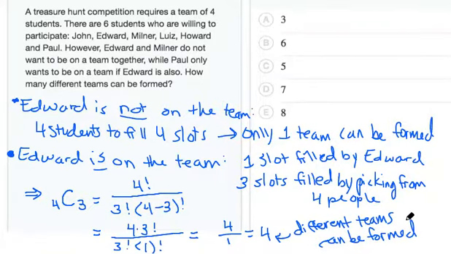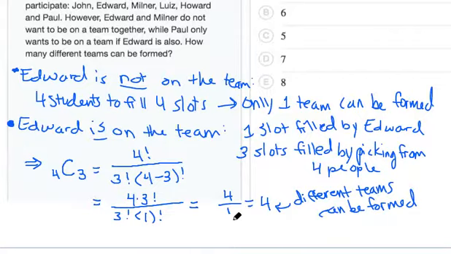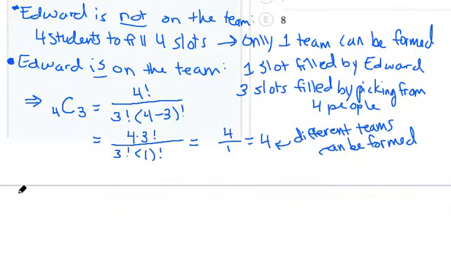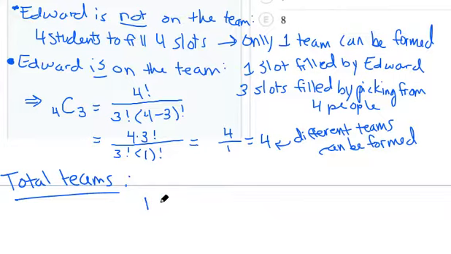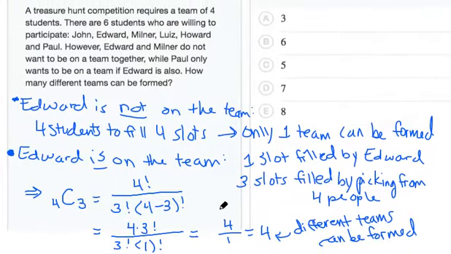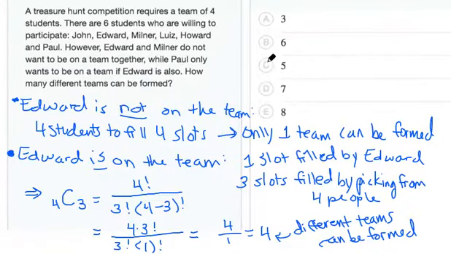If we take a look at what the question is asking, we're asked how many different teams can be formed. From the 2 scenarios, Edward's not on the team and Edward is on the team, we have one team that can be formed from the first scenario, and 4 different teams that can be formed from the second scenario. If we sum these, the total is the 1 team from the first scenario plus the 4 from the second scenario. So that's 5 different teams that can be formed. And if we scroll back up, we have 5 as one of the answer choices, and that would be answer choice C.